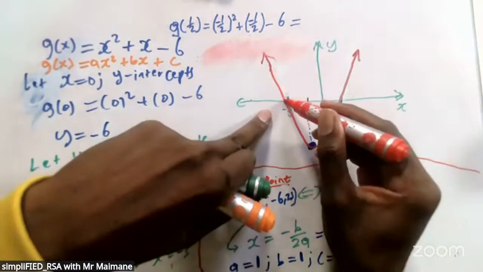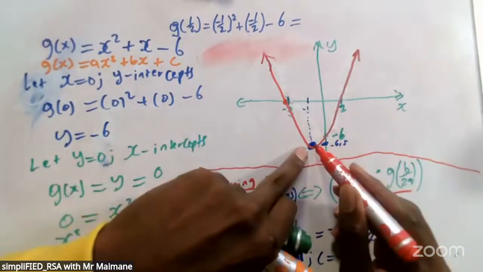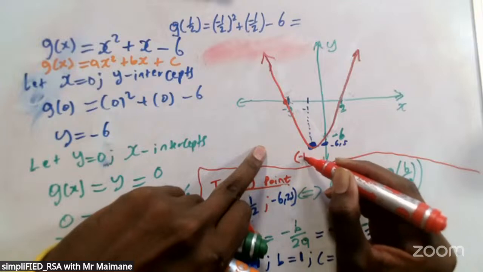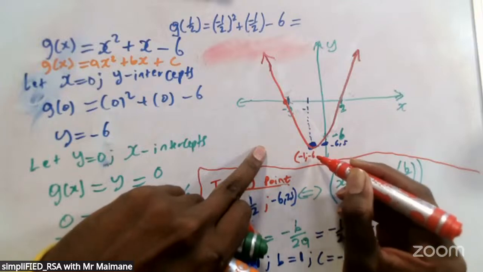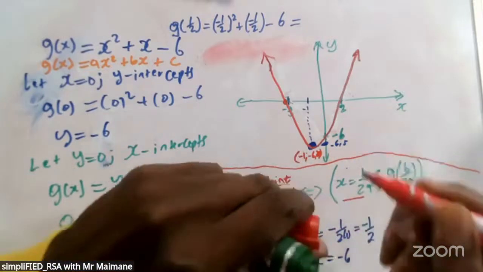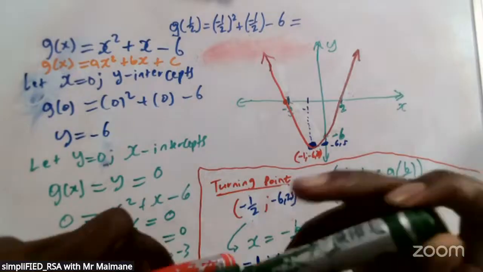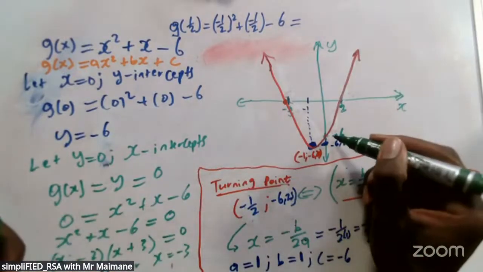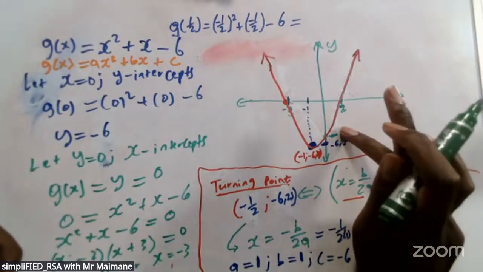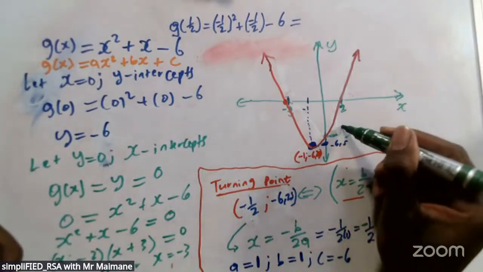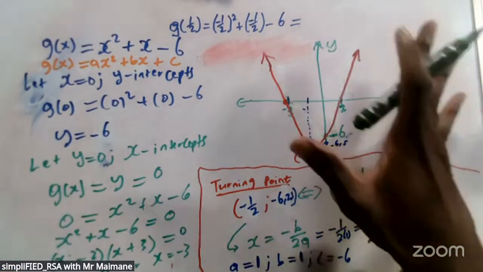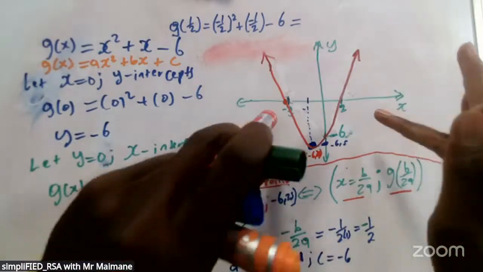So it touches minus 3 here. It goes and turns at the turning point. So we must show that the turning point is minus 1 and minus 6.25. And then it goes up there, and it touches minus 6 on the y-axis. And then it goes and touches 2 there. So basically, this is the general form of completing the graph.